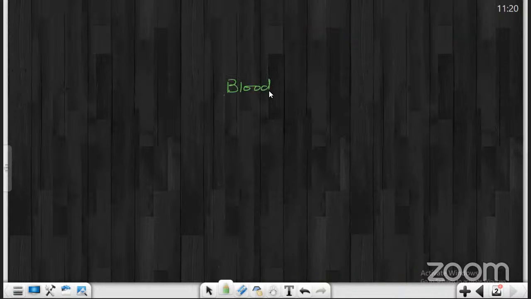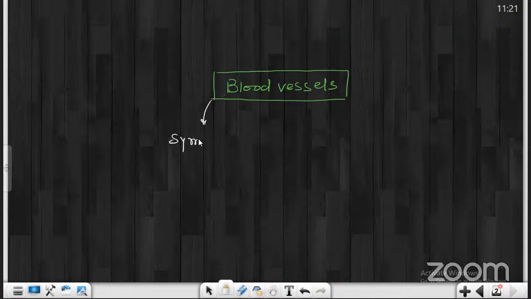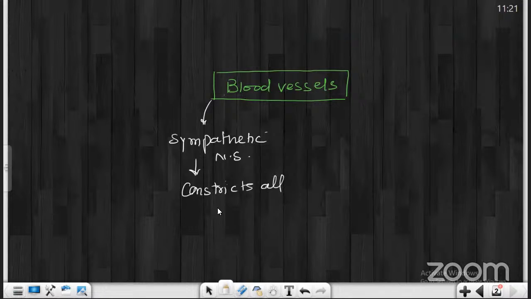So we have blood vessels. If we are considering the blood vessels, what is the effect of the sympathetic on them? We can say sympathetic constricts the blood vessels. The sympathetic nervous system constricts, reducing the diameter of all blood vessels.